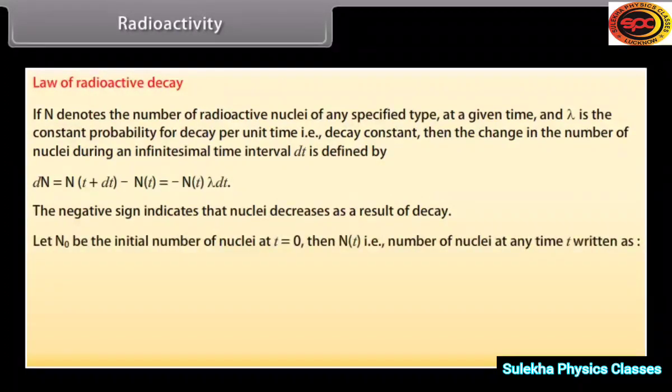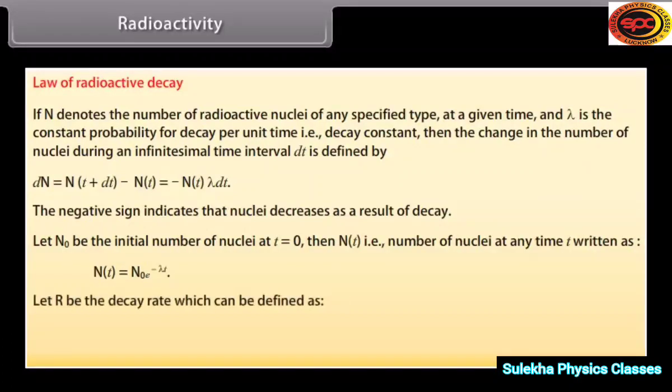Let N0 be the initial number of nuclei at t = 0. Then N(t), that is number of nuclei at any time t, is written as N(t) = N0 e^(−λt). Let R be the decay rate, which can be defined as R = −dN/dt. Name it as equation 1.